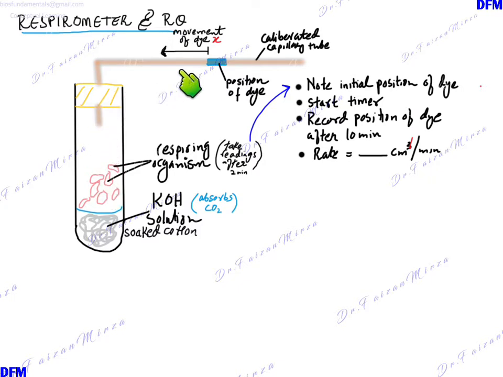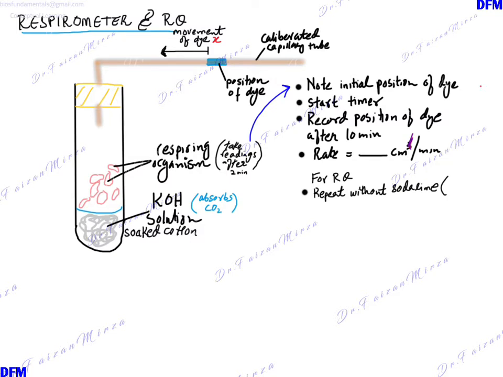As it decreases, the dye will be pulled inwards, because the air will be pulled inwards this way. Since carbon dioxide is not being allowed to go out into the capillary or graduated tube, and is absorbed here, the dye is pulled inwards, and we can measure the rate of movement of this dye along this direction. I can repeat this experiment for a different organism and compare which organism respires at what rate. So the rate of respiration can be compared in that way.